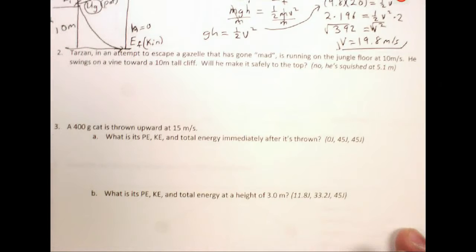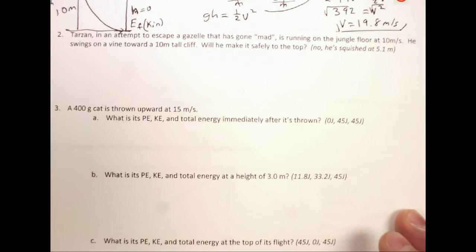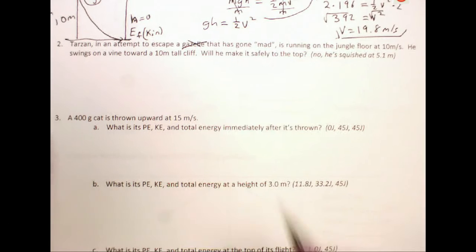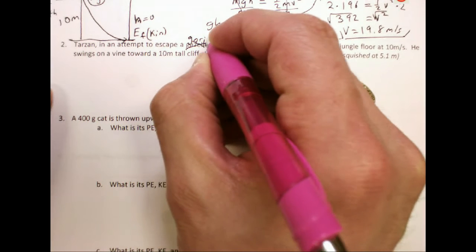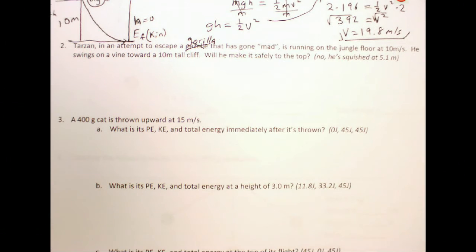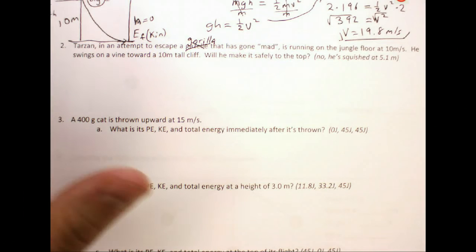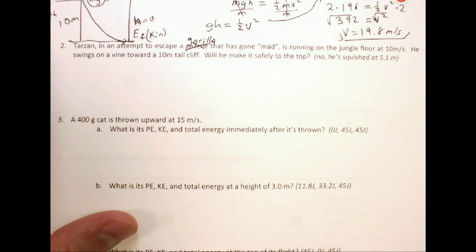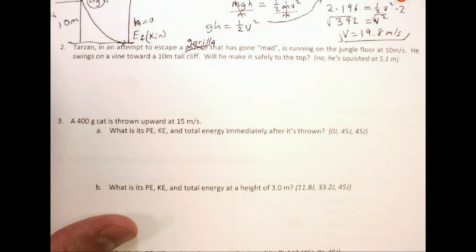Let's go on to the second problem. Tarzan is escaping a gazelle, I hate the word gazelle, don't worry about that. He's escaping, let's go gorilla. It seems more jungle-like. He's escaping a gorilla, and he's running on the jungle floor at 10 meters per second. He swings on a vine toward a 10-meter tall cliff.